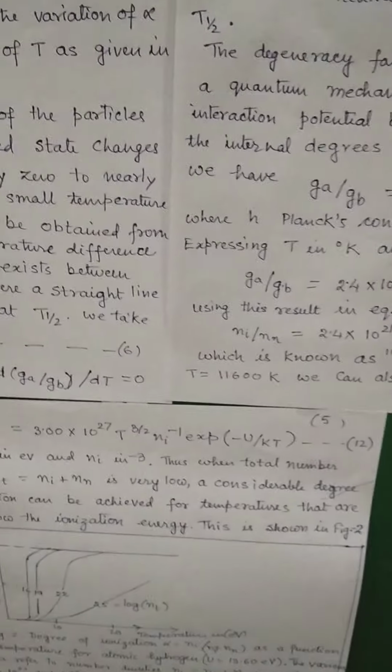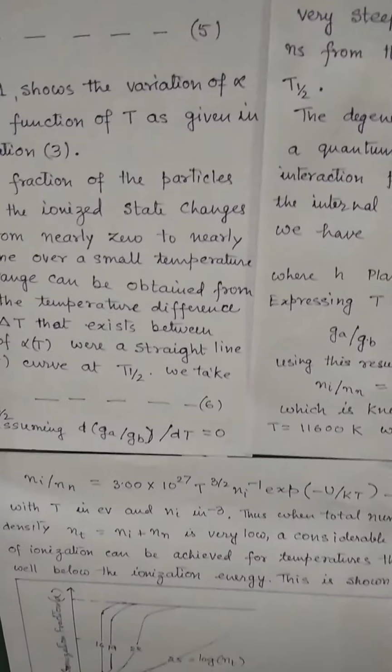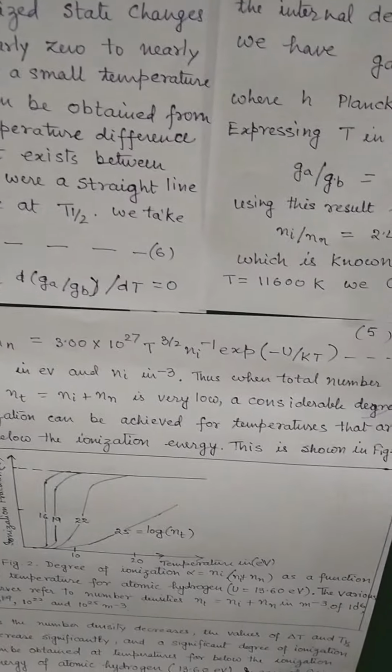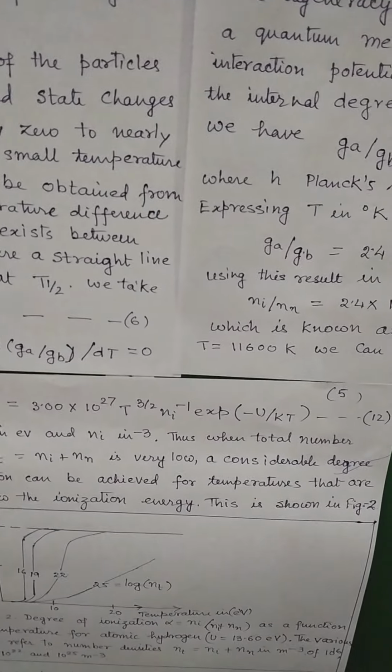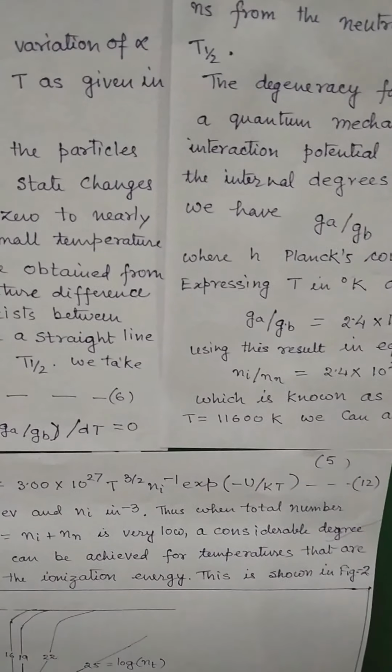So this is the famous ionization equation. From this equation we conclude that far below the temperature of ionization potential, we can have a large number of ionization of the atoms or molecules.